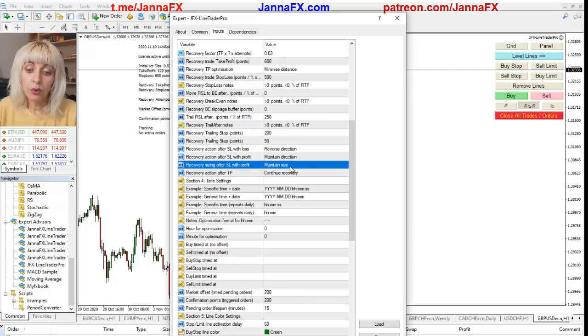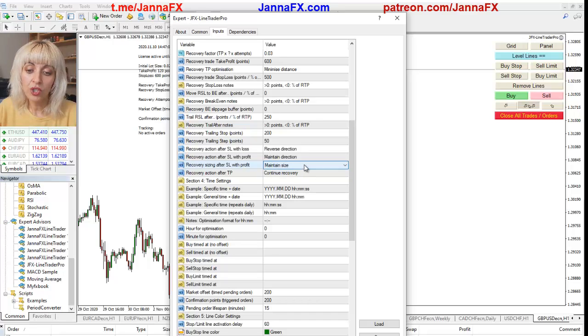With the lot size, that's also a good feature. Here we have a reduced size. So maintain size will continue with exactly the same size if you got a bit of the profit of this recovery, and the new order will be opened with exactly the same lot size, but it will reduce the distance to the take profit.